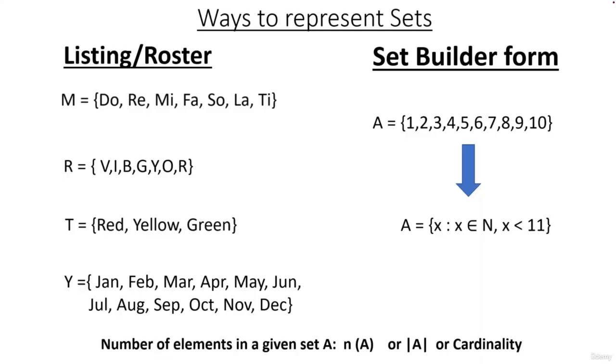We now go on further. Now guys, the number of elements in a set is denoted by n of A. This is how we denote it, n of A, which denotes the number of elements of set A, or mod A, right, or cardinality.